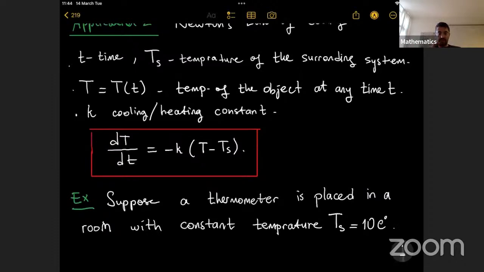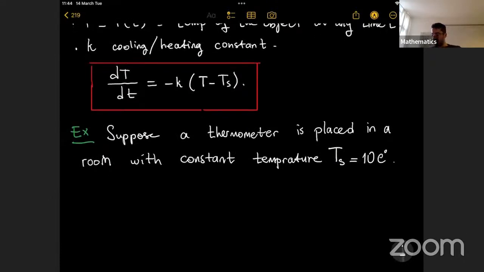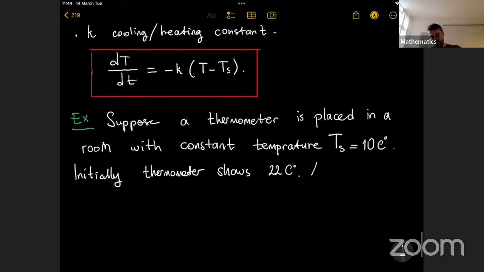And T here denotes the temperature of the object, okay? And k is a cooling constant. It's a constant. You will find out this constant using the initial values later. And that's it. So we have this example. We have a thermometer placed in a room with a constant temperature, 10 Celsius. Initially, the thermometer shows 22 Celsius, okay? And after 2 hours, it shows 16 Celsius.